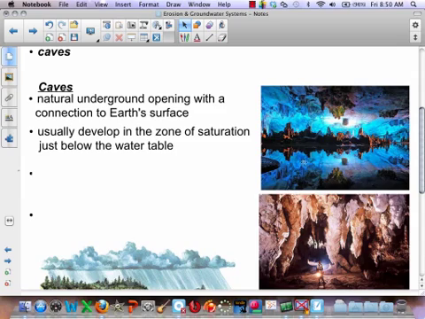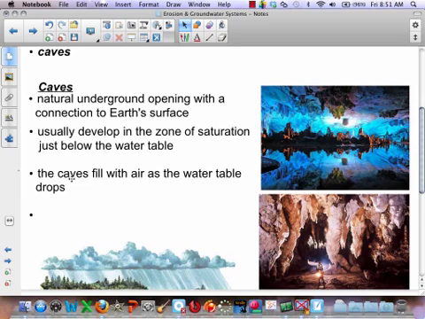So therefore, the only way for a cave to actually be created is if the limestone is in the zone of saturation. That water needs to be there to be able to dissolve away the limestone. So it actually needs to be below the water table. Now at some point that water table is going to drop. And when it drops, it's no longer filled with water. So what's it filled with? Over there, we now have a cave.